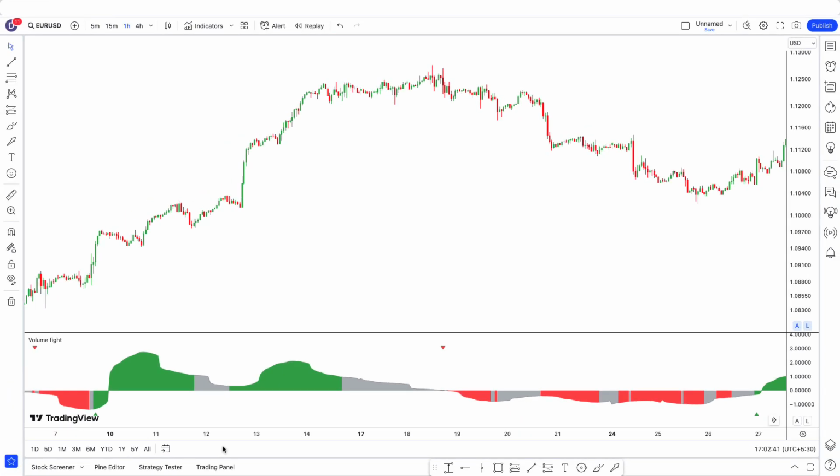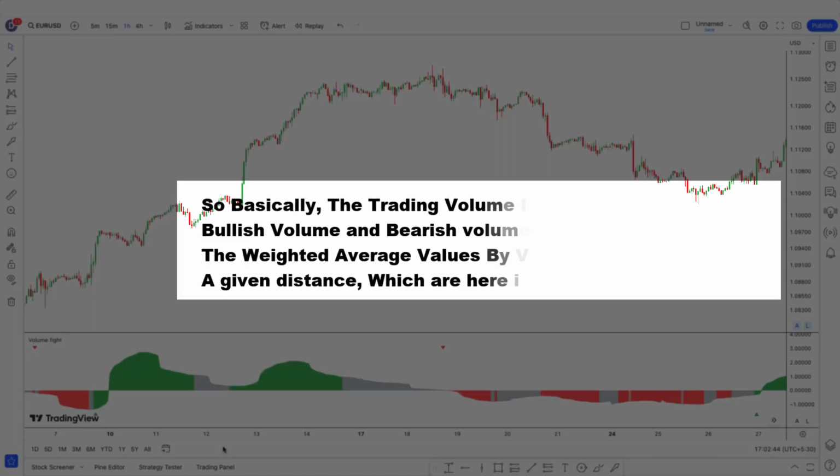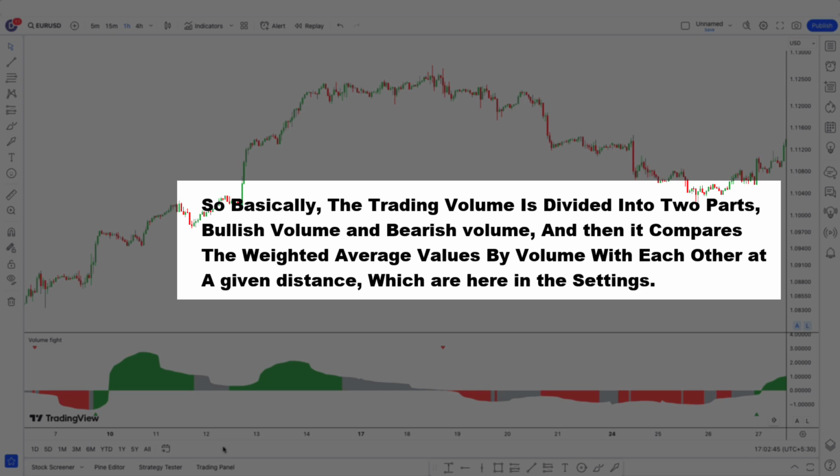This indicator, by analyzing the volume data, tries to show us if the bulls are dominant in the market or the bears, and it tells us about this by changing the histogram color to green or red if the bulls have the upper hand in the market or the bears. So basically, the trading volume is divided into 2 parts, bullish volume and bearish volume, and then it compares the weighted average values by volume with each other at a given distance, which are here in the settings.